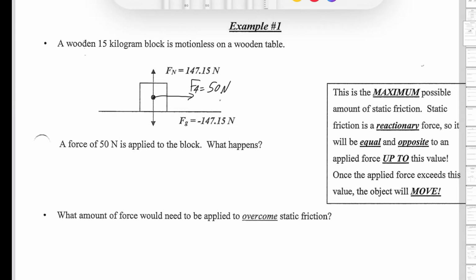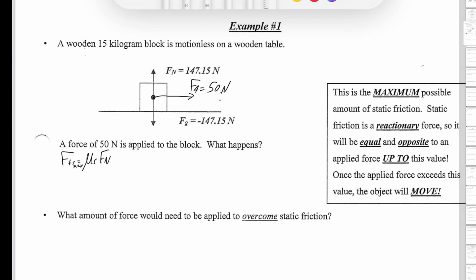What we have to take a look at is if it's going to overcome the maximum static friction, which we can call Ffs. It's going to be equal to mu s Fn. And this is our maximum static friction. If it overcomes this number, then it should start to move. So let's take a look.